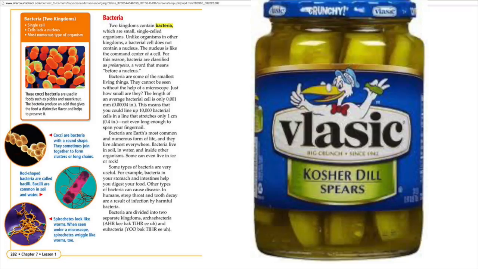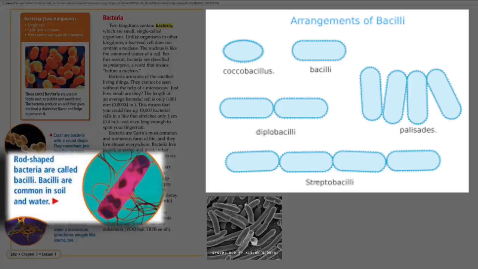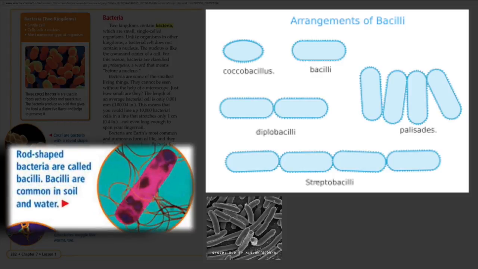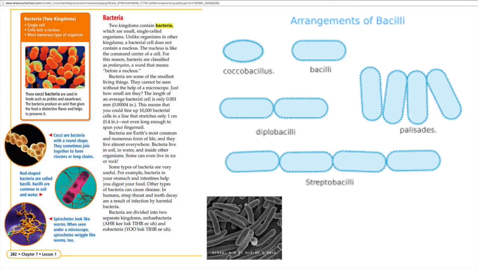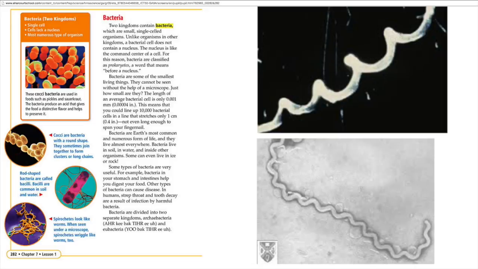Other bacteria are rod-shaped bacteria. These are called bacilli. They're commonly found in water and in the dirt that we're playing in. And we also have these worm-like bacteria. You will have to know the shapes of these types of bacteria for the test because it will be on there. Now, bacteria are really small.